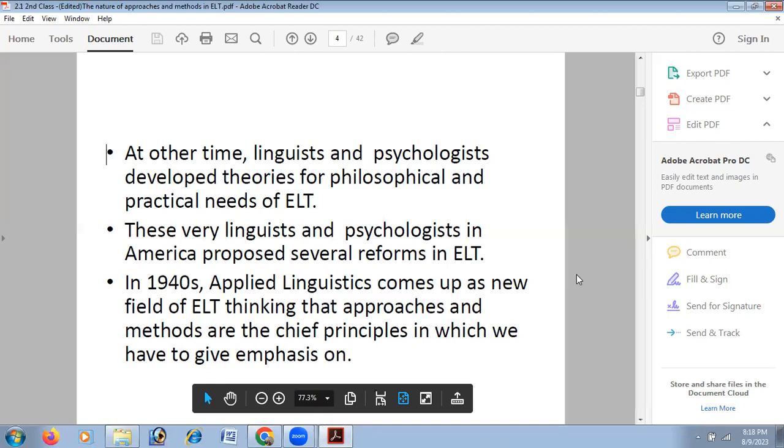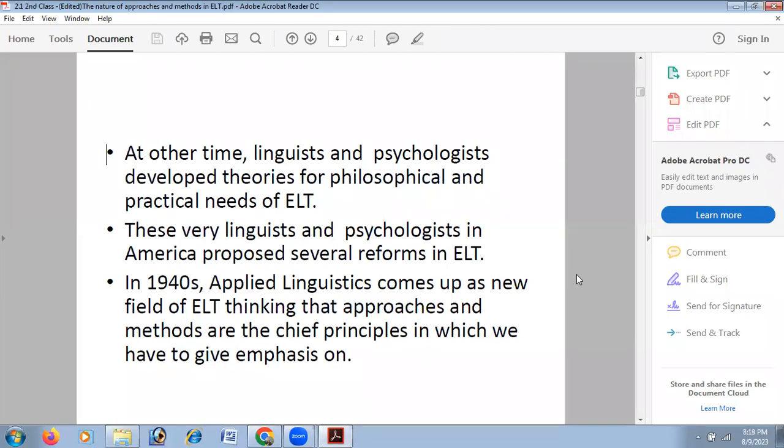For what? To enhance the communicative skill of the target language we are learning. And these psychologists and linguists proposed several reforms in English language teaching and learning. And in the 1940s, there was another great change.